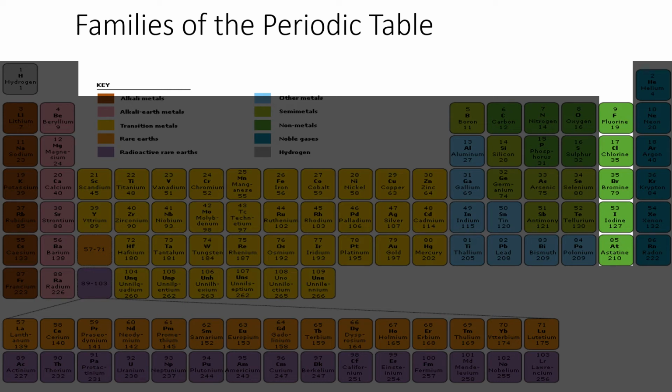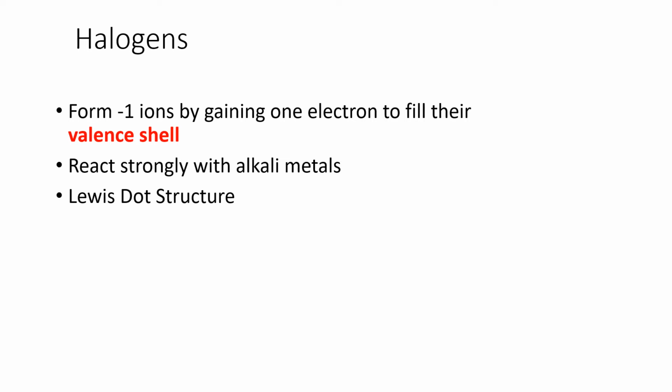So the second to last family are the halogens: fluorine, chlorine, bromine, iodine, astatine. Halogens form -1 ions by gaining one electron to fill their valence shell. They like to react strongly with alkali metals, and this also reacts with hydrogen. A lot of the things you know of that can form an acid, like hydrofluoric acid or hydrochloric acid, the fluorine and the chlorine are the halogens.